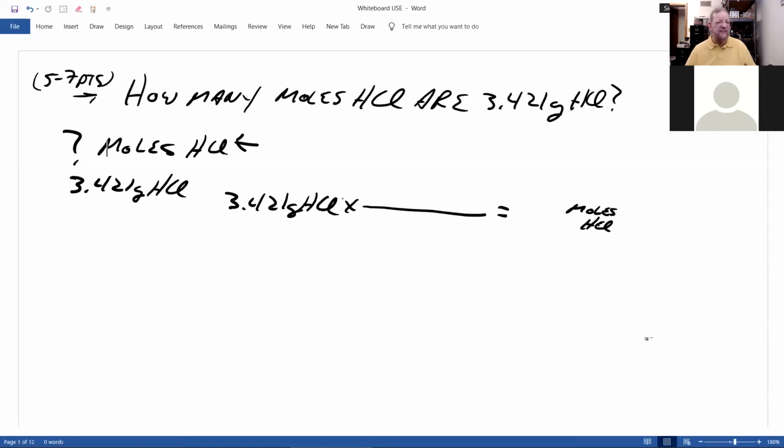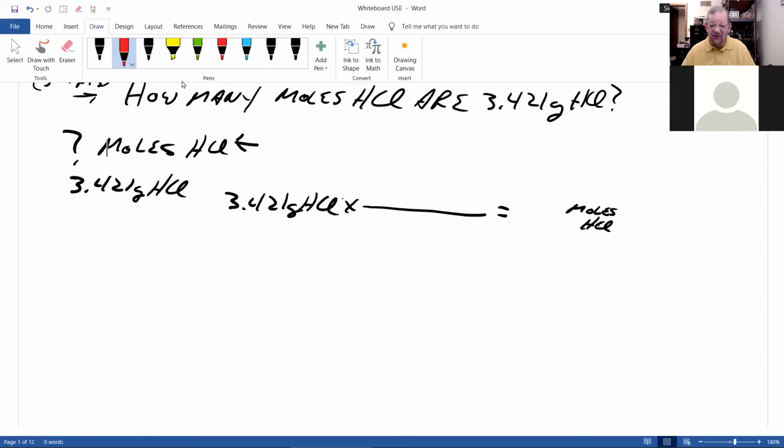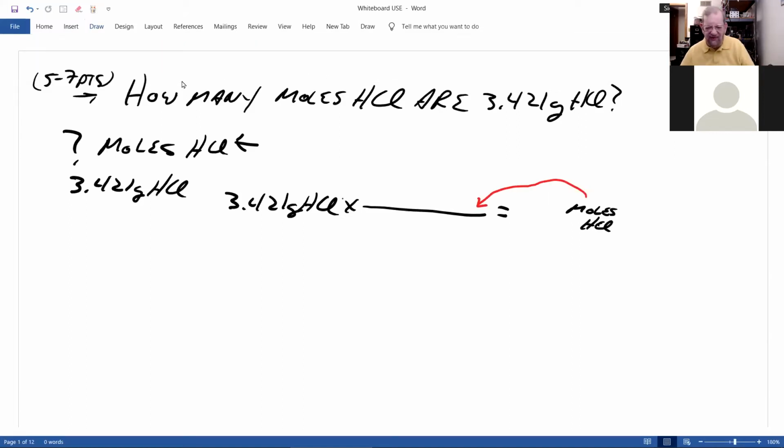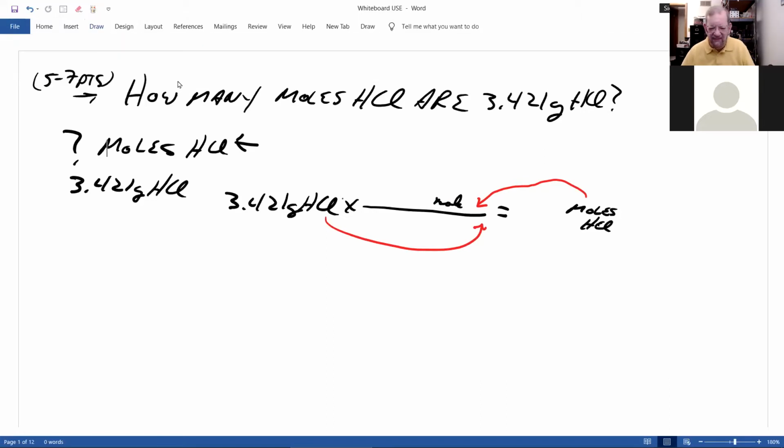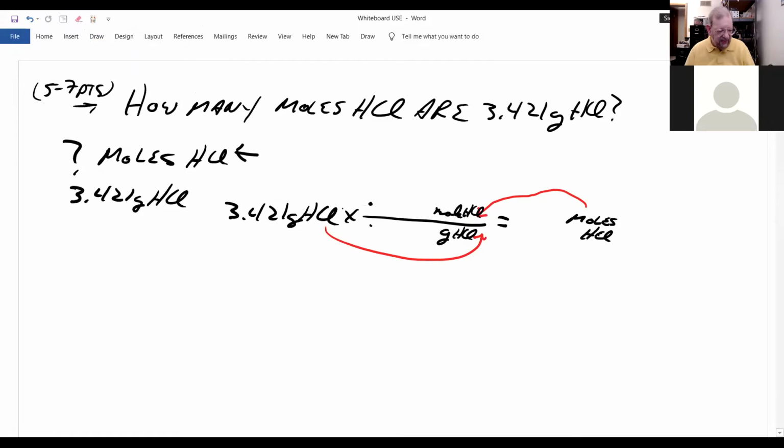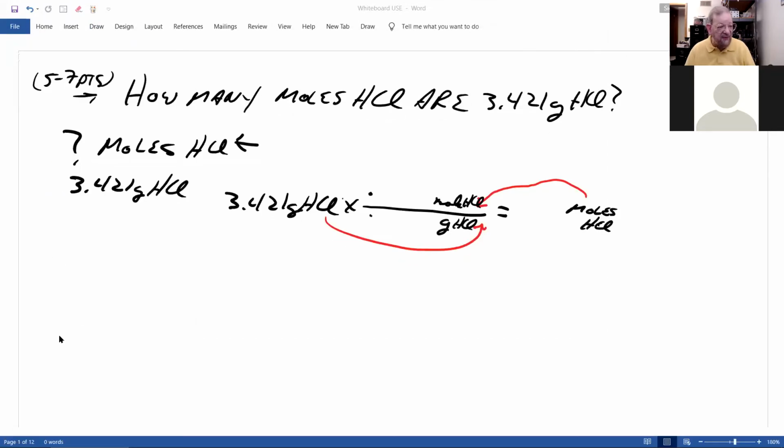Now it's time to really use your good friend, unit analysis. I love that. Whatever you're trying to get to goes on top of this ratio, and whatever you're going to get rid of goes underneath. I'll write those in. That wasn't that hard, I hope not. Now, where do I find a relationship between grams of HCl and moles of HCl? Well, you're going to have to hold on because I forgot to open up something.